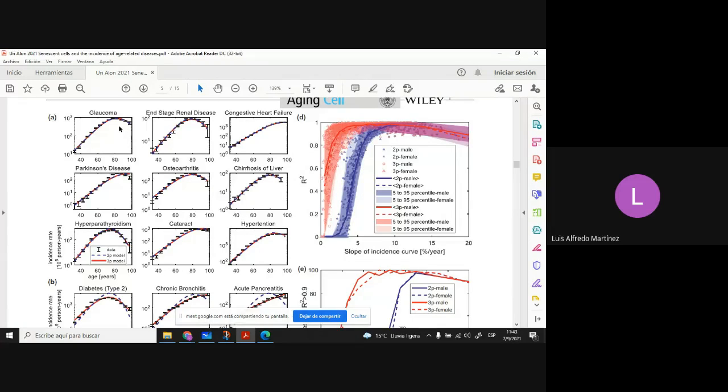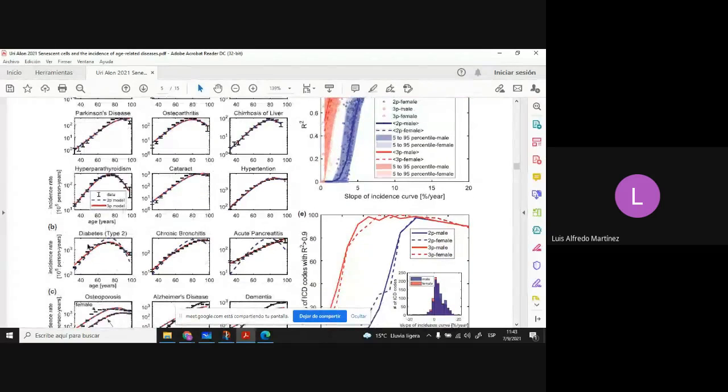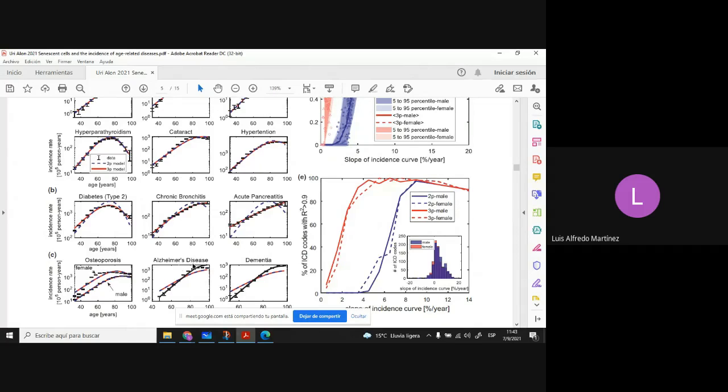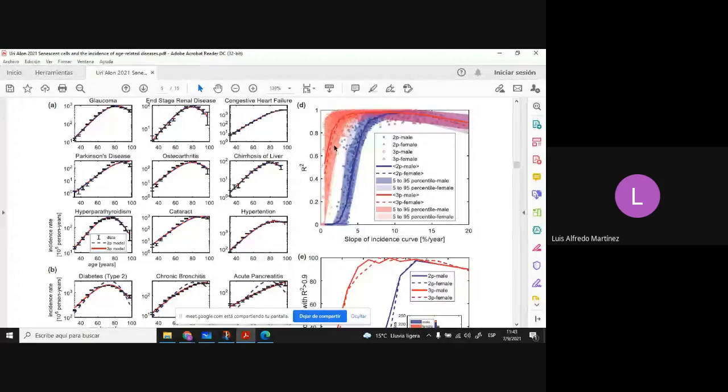in diseases, for example, glaucoma, congestive heart failure, Parkinson's disease, osteoarthritis, and other diseases. Diabetes type 2 and chronic bronchitis too. But in other cases the model is not good to describe, for example, Alzheimer's disease or dementia; the model is not good to describe the experimental database. In figures we can see the statistics of the experimental database in comparison with the model's values in male and in female too.